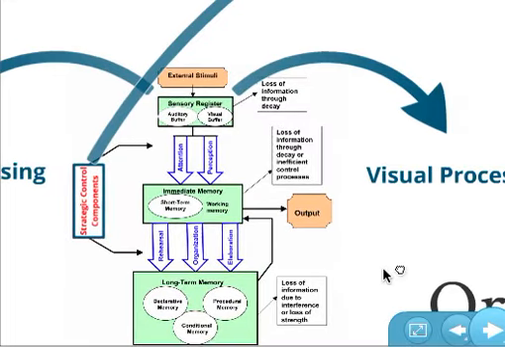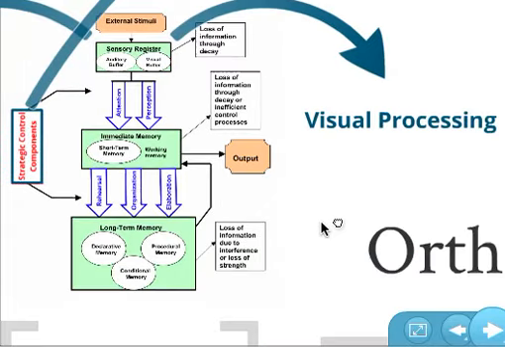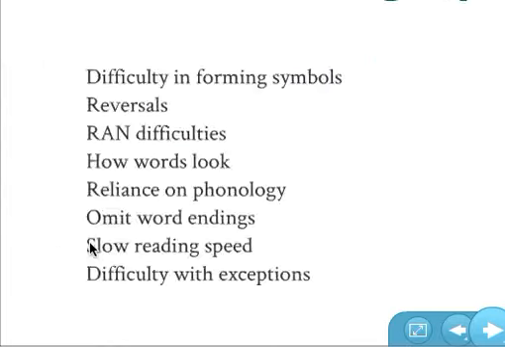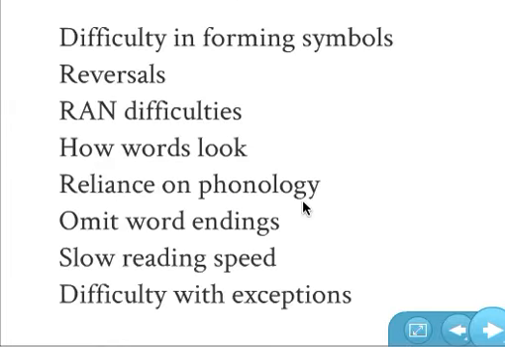And it's associated with the visual buffer and visual processing in our cognitive model. So when you see orthographic problems, you may see students have difficulty in forming symbols like letters or other symbols. Reversals, the classic reversals of D's and B's, or flipping into P's from D's and B's.